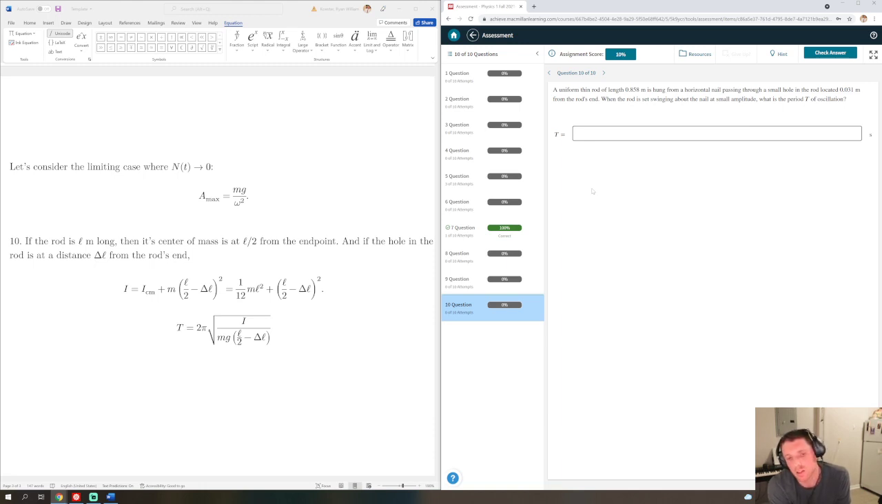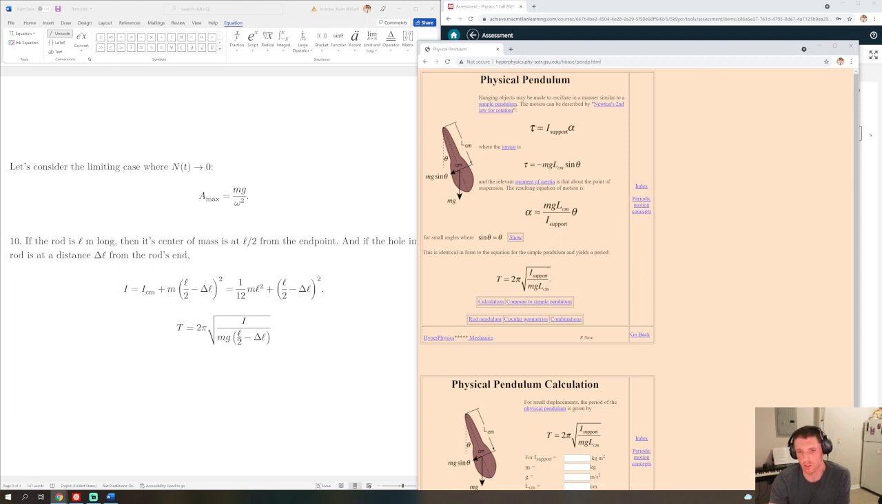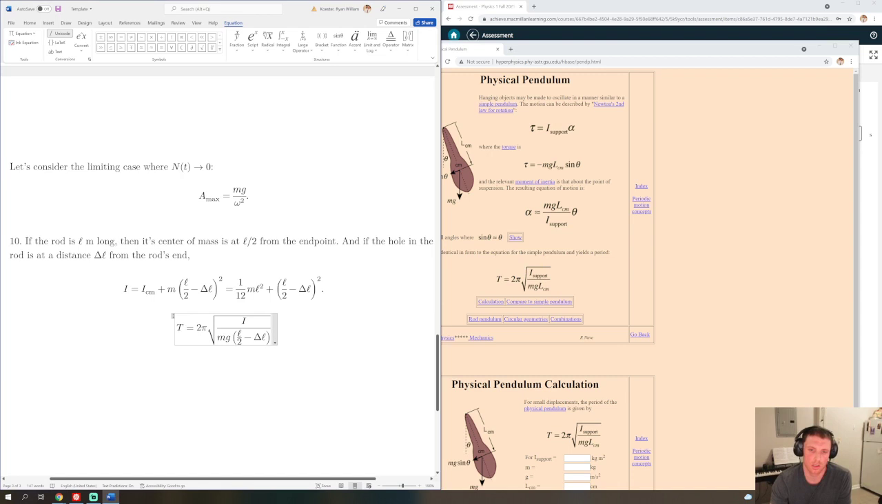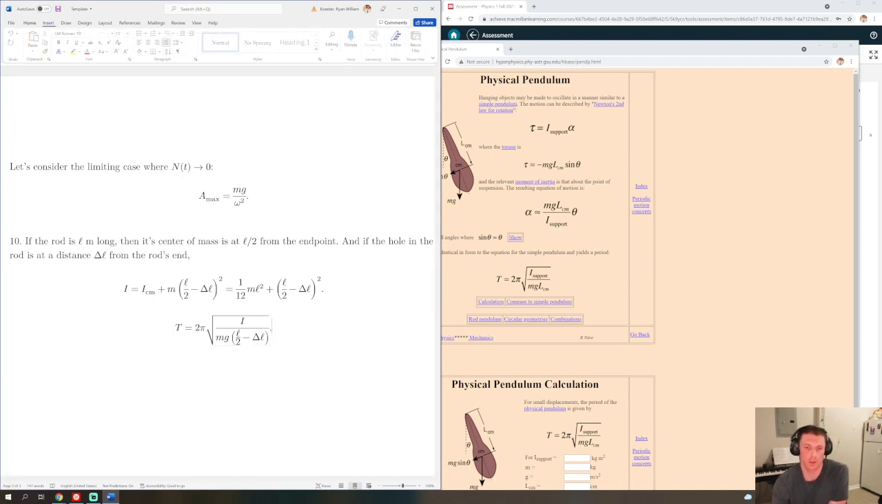And so I think this is good, because it looks like we've successfully used the parallel axis theorem to figure out what the new moment of inertia is, right? And then it's just a matter of applying the formula for the physical pendulum, which was this. And again, this would be a good thing to have in your notes before the exam. Cool. I think this is good. Let's say it's good.